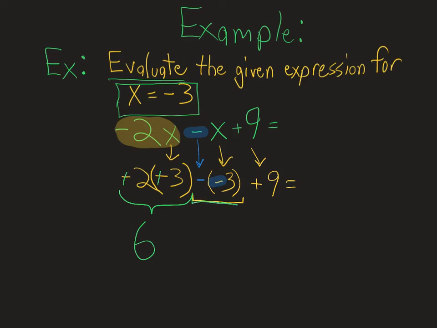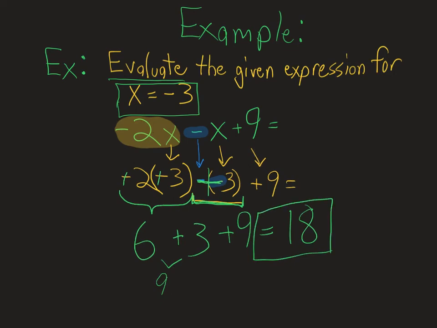Here, in the second piece, we have minus a negative. That pair of negatives cancels. So really, that's just plus 3. And then bring down the plus 9. And now it's pretty much done. 6 plus 3, 9. 9 plus 9, 18.